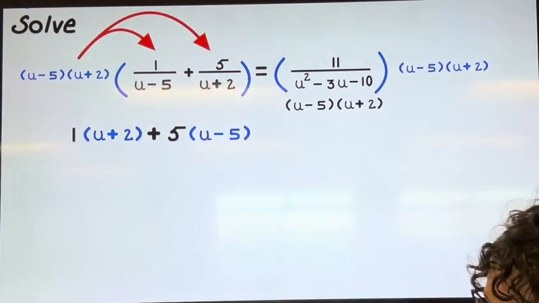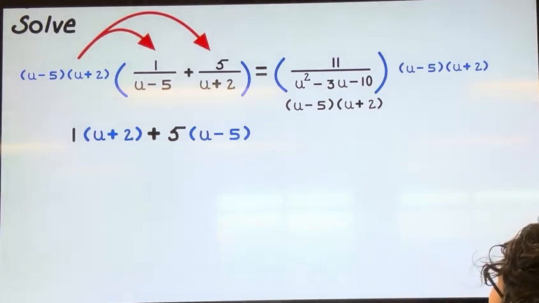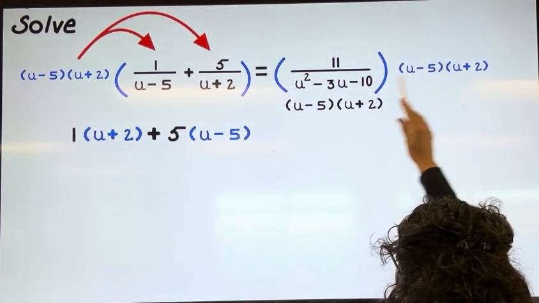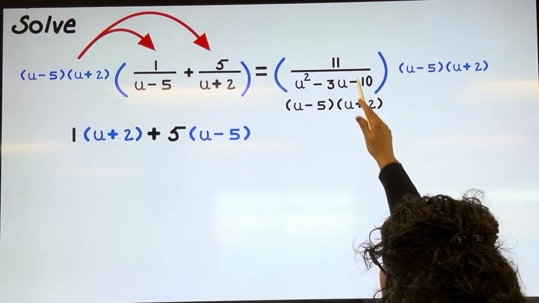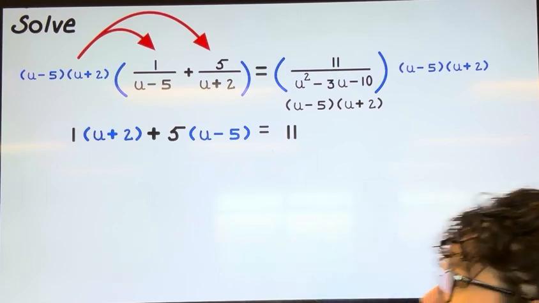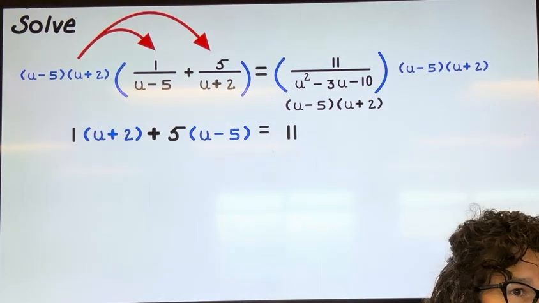On the right side of the equal sign, when you multiply, the u minus 5 and u plus 2 cancel both of them, so the only thing left is 11. Now this equation looks a lot easier to solve.